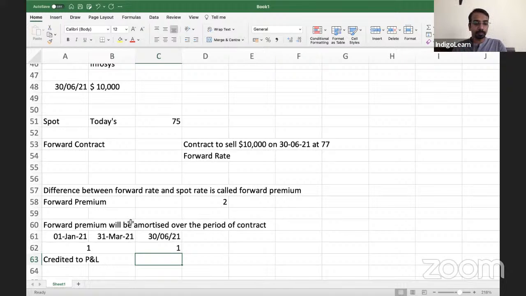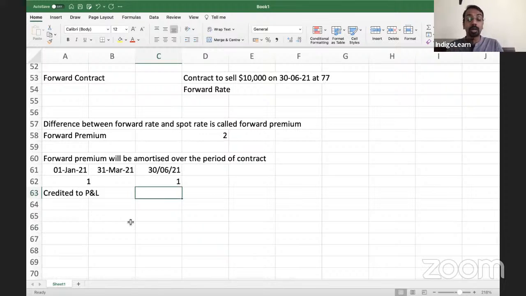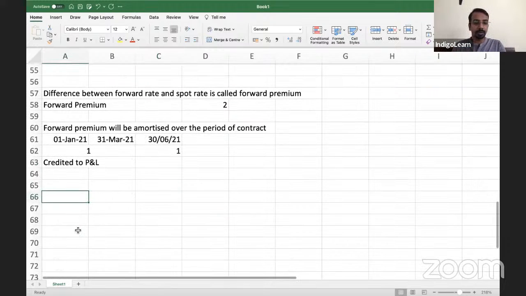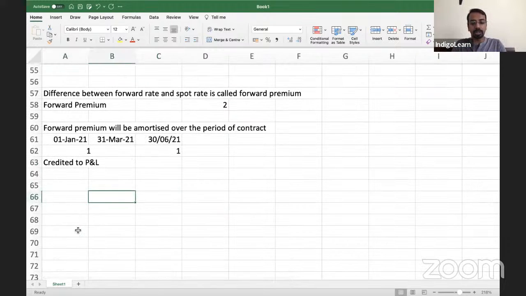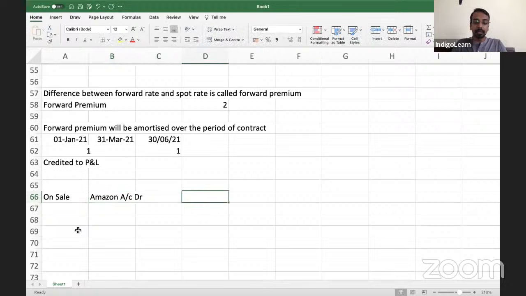Now, some of you may be wondering about how this will happen in the accounting aspect. Let me quickly give those entries to you so that there is no confusion. On sale, what happens? Amazon account debit 75 multiplied by 10,000, 7,50,000 to sales 7,50,000. This is one thing that would happen. Ignore the restatement at the end of the financial year. That is already what we have understood.